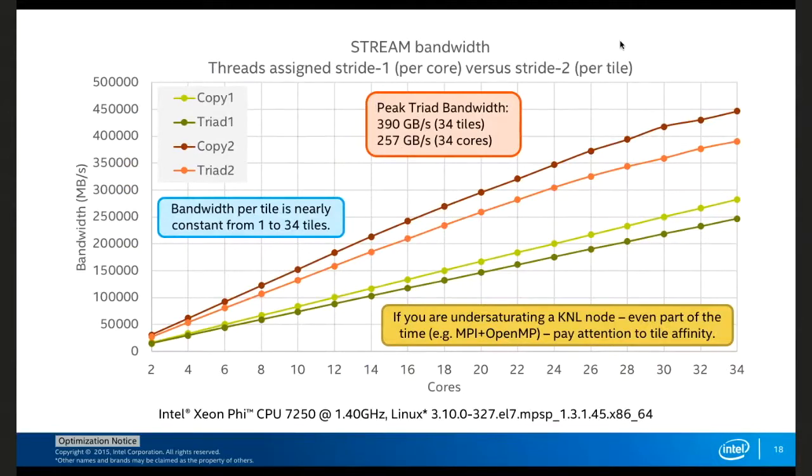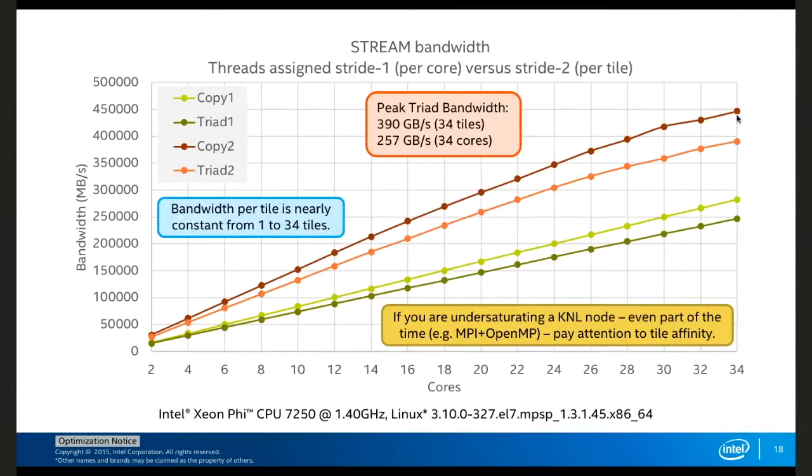This is the difference between, if you're underpopulating the node, placing a thread on every core versus every tile. So if we look at this 68 core part, that's 34 tiles of 2 cores each. If I run 34 threads on this, I can either do the first 34 cores and place them on 17 tiles, or I can place a thread on the first core of every tile. And this has a pretty big impact on performance.